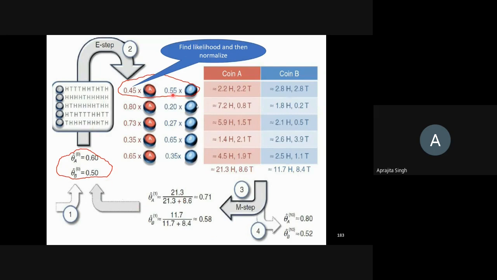When you keep repeating all the steps, after some time the probabilities will converge and they will not change. So after they converge and they do not change, or only minor change is there, then you say that this is the probability of A coming head and this is the probability of B coming head. Okay, so this is how the EM algorithm works. So let's see the steps one by one.